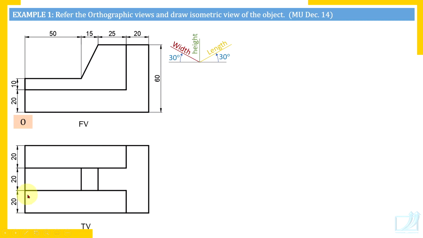With these dimensions we are going to construct a rectangular block. Width we are going to measure in this direction and length in this direction. So first construct the base of the rectangular box, of overall length, overall height and overall width. To measure an angle of 30 degrees for the length and width axes, here I have constructed a reference line. Let this point be point O.